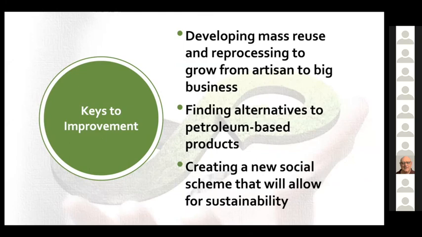We need to find alternatives to petroleum-based products because we're running out of petroleum. At some point, it's going to be very, very expensive and we're not going to have much. And we need to create a new social scheme that allows for sustainability. We need to think about what we're doing to the land because we're not growing any more land. And with global warming, we may be getting rid of some land. Don't buy land in Florida. So what are we going to do and how are we going to make that better?